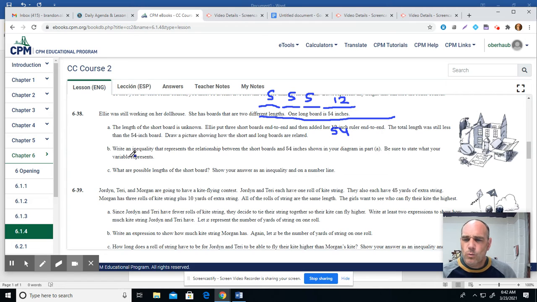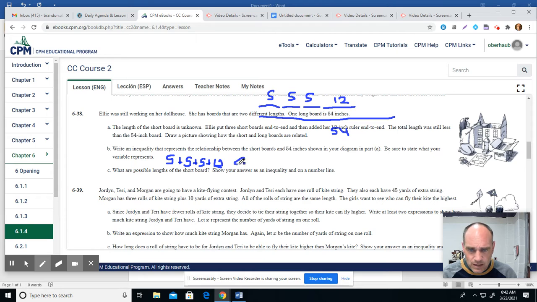Part B, write an inequality that represents the relationship between the short boards and the 54 inches shown in the diagram in part A. Be sure to state what your variable represents. I know that this side is shorter than this. So I'm going to write down this side: a short board plus a short board plus a short board plus 12. That's this piece up here, and this is less than this.